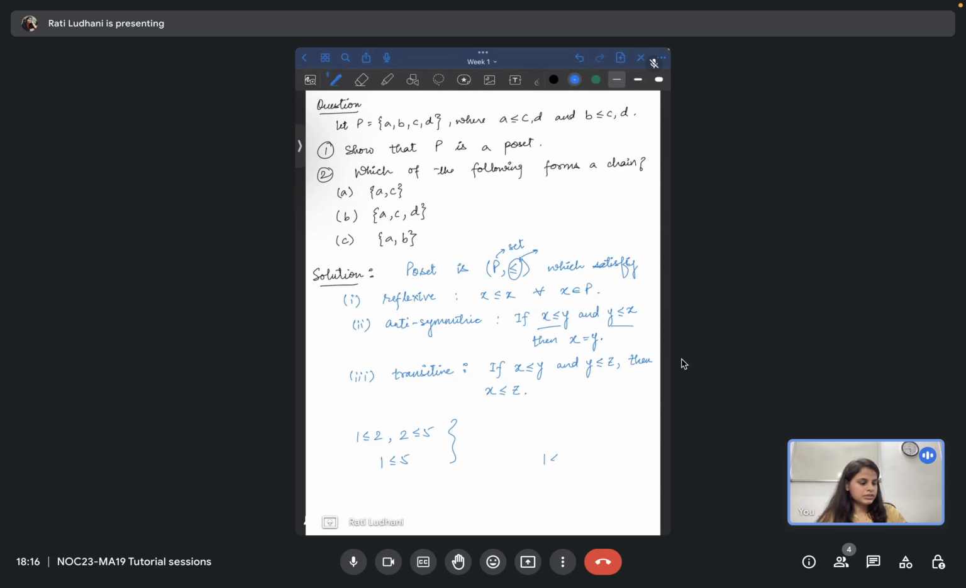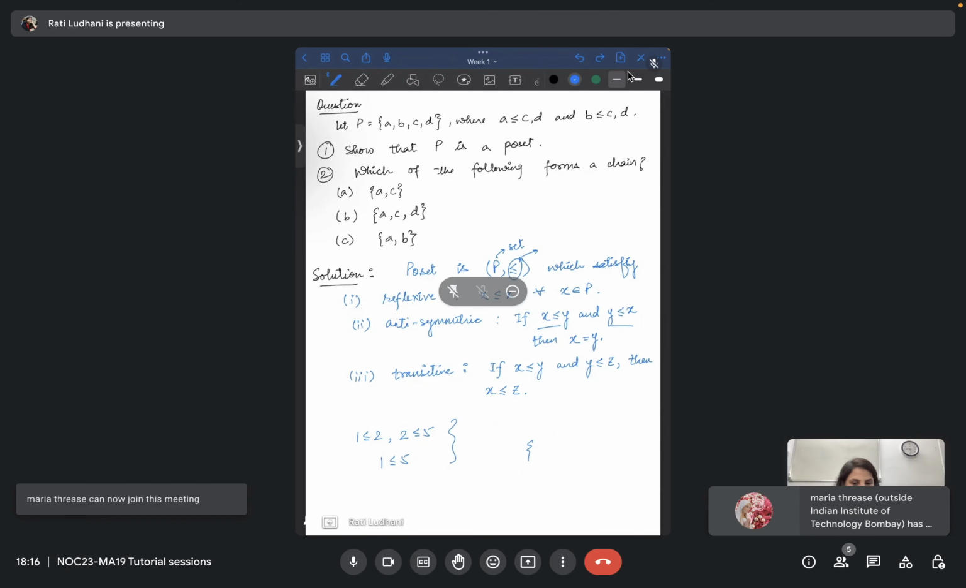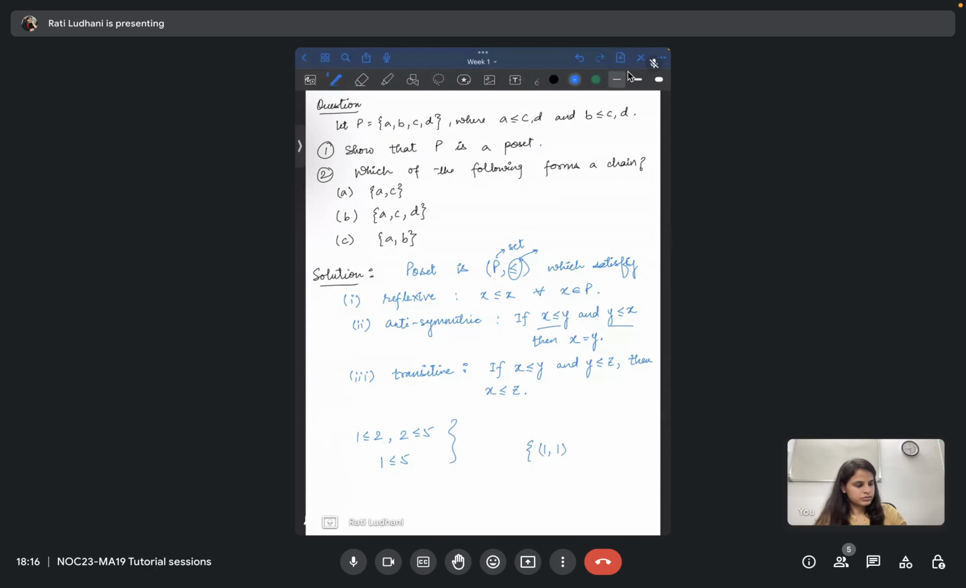Okay, so what is your example? They said it is antisymmetric: 1 comma 1, 2 comma 2, 3 comma 3, 4 comma 4, 1 comma 2, 2 comma 3, 1 comma 3.